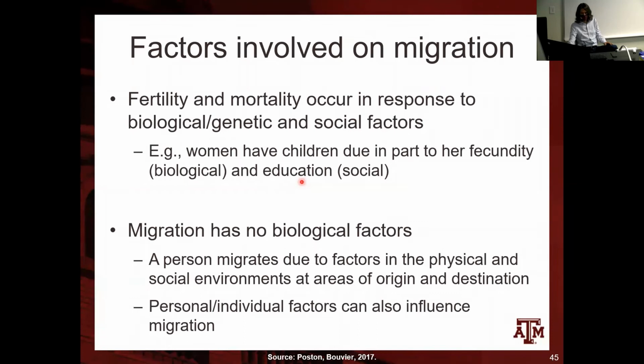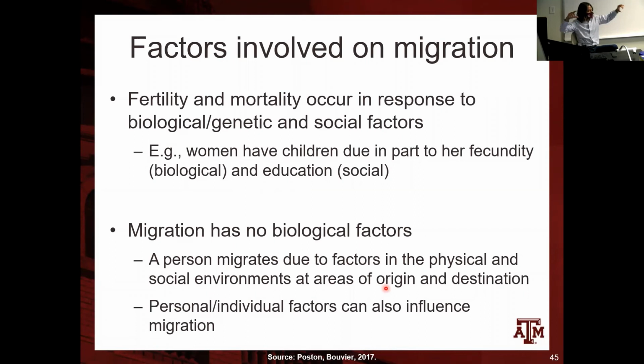Migration has no biological factor. A person migrates due to factors in the physical and social environments at the areas of origin and destination. People are influenced to migrate from one area to the other, much more related to socioeconomic and demographic factors, both at the individual level and at the aggregate level.